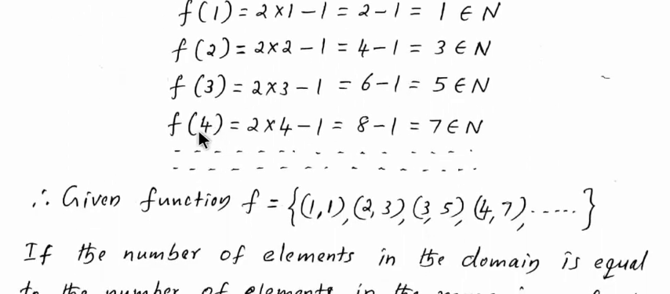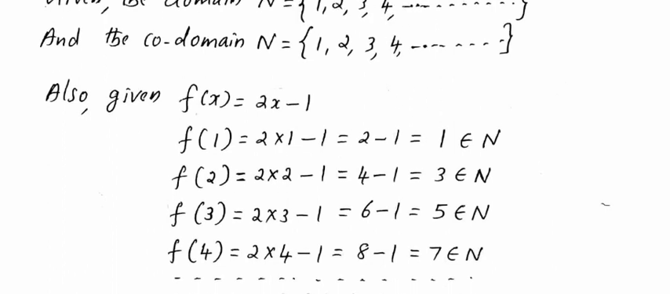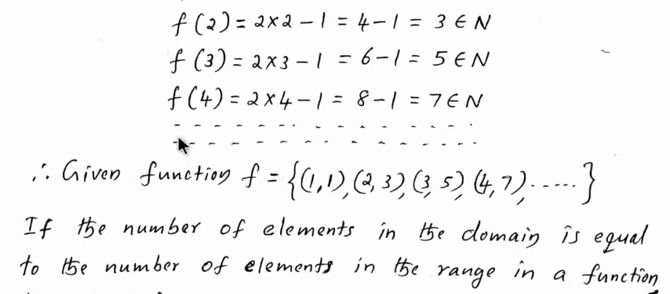Then the next value 4. f(4): substitute x = 4 here. We get 2 into 4 minus 1. 2 into 4 is 8, 8 minus 1 is equal to 7. This 7 also belongs to the second set N, the codomain. Therefore we can write 7 belongs to this N. Then we can substitute the next values 5, 6, etc., and we will get the values of y.